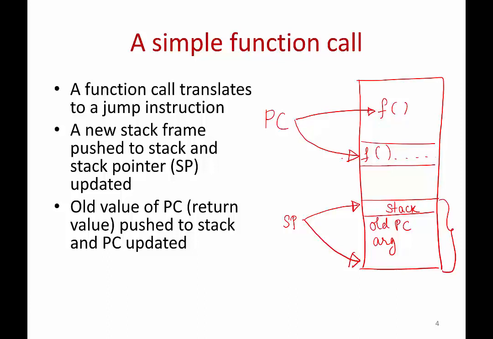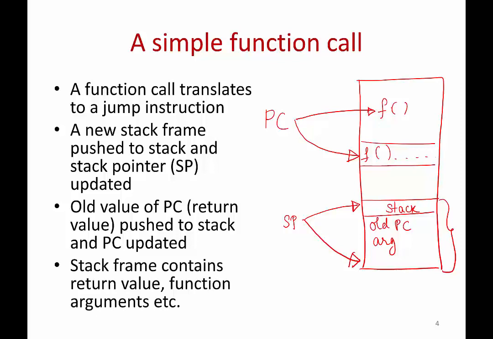And once your function finishes, you have to return from the function, then what happens? You pop this stack frame, right? At the beginning of the function you have pushed a stack frame, at the end of the function you pop the stack frame, and using this old value of the program counter you return back to where you're supposed to go, right? For every function call, a new stack frame is pushed onto the stack, and it contains things like the return value, the function arguments, and so on, right?